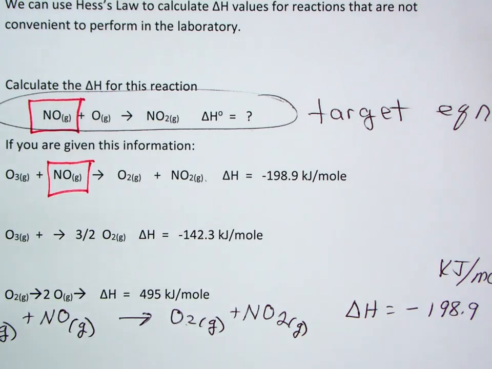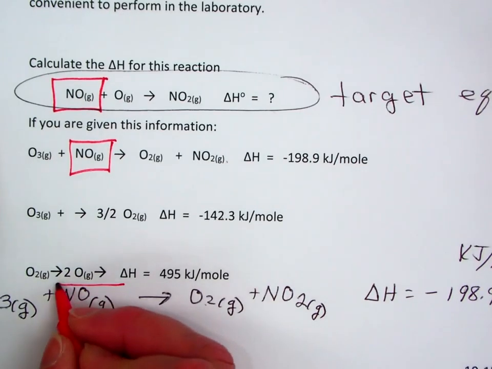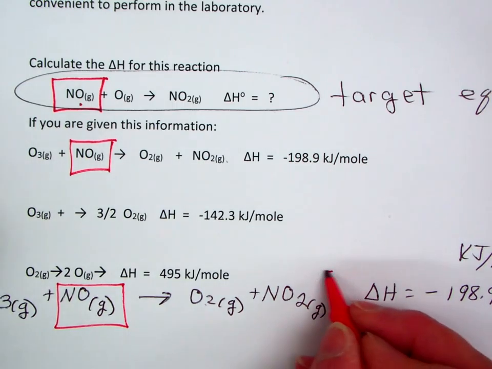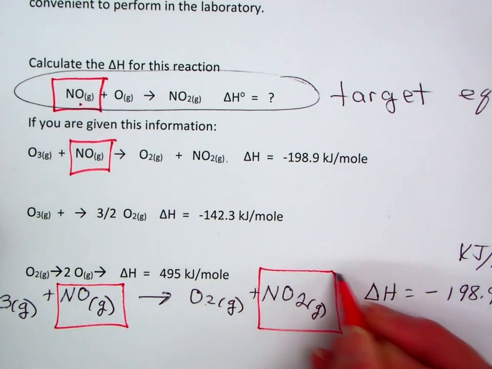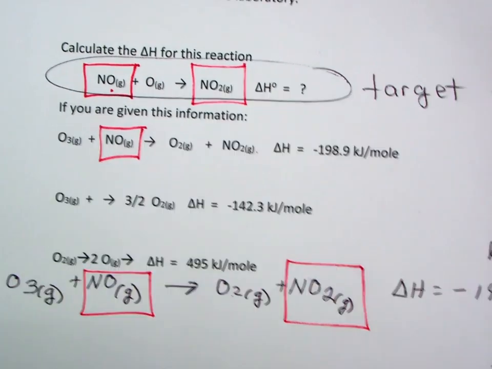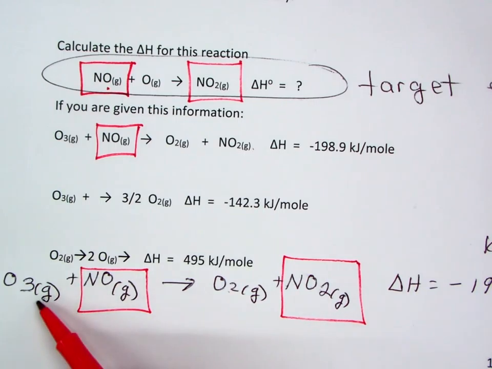So when I look at this now, I now have the NO gas that I need in position, just like in my target equation, and I have 1 mole of NO2 gas on the right-hand side, what I also need. If I look at what's left, I have ozone and oxygen, which I don't need in there. So somehow I need to get rid of ozone and oxygen, and I need to get my oxygen atom in there. So let's look for the next piece.